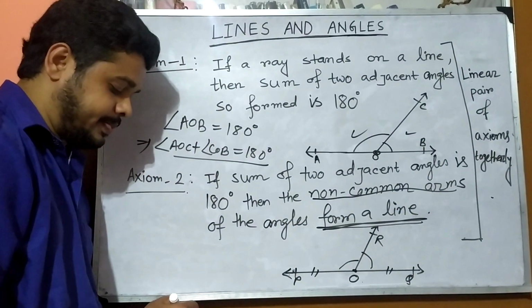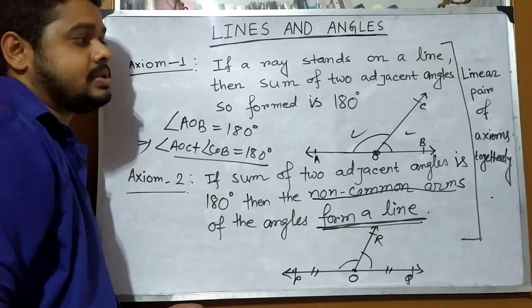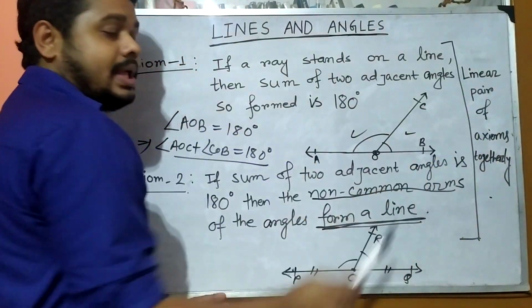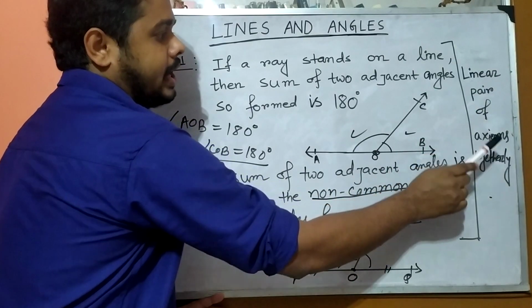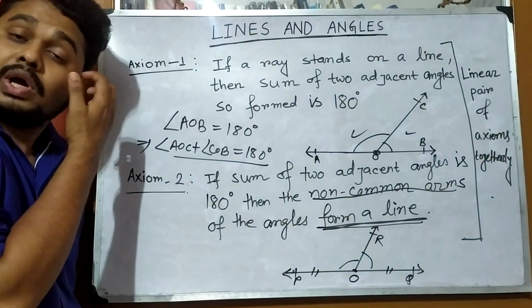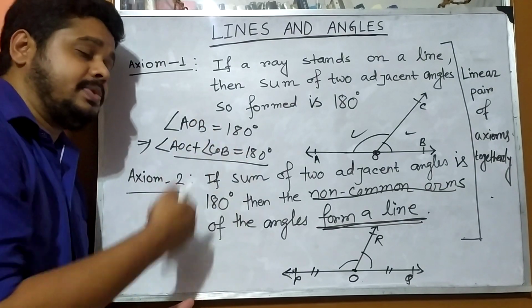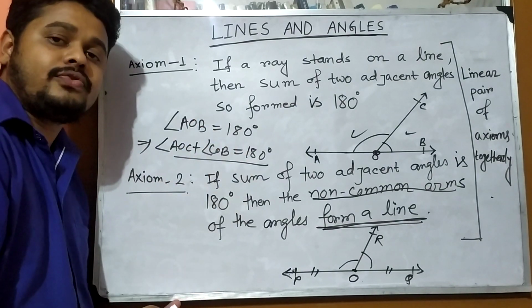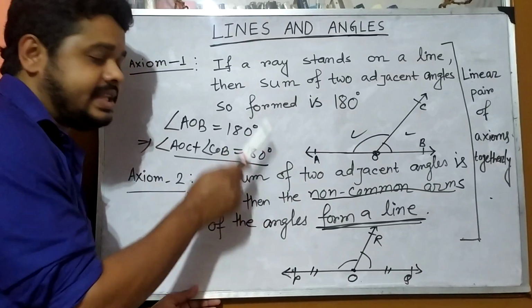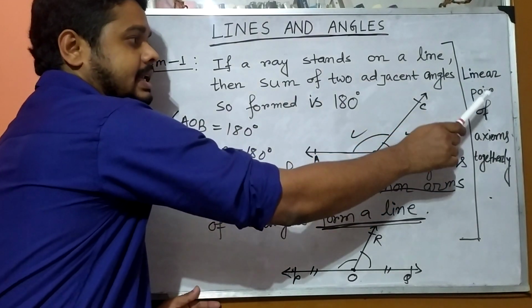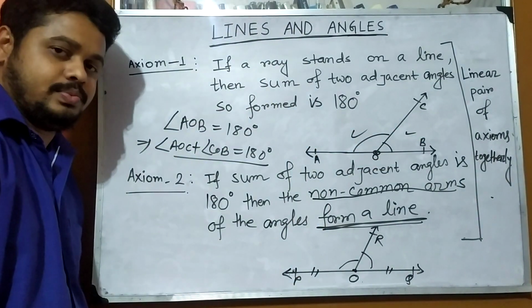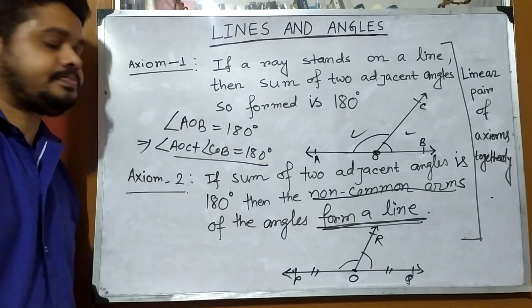Okay, these two axioms together are called the linear pair of axioms. Already I mentioned that all of these are related to linear pair of angles, and together these two axioms are called linear pair of axioms.